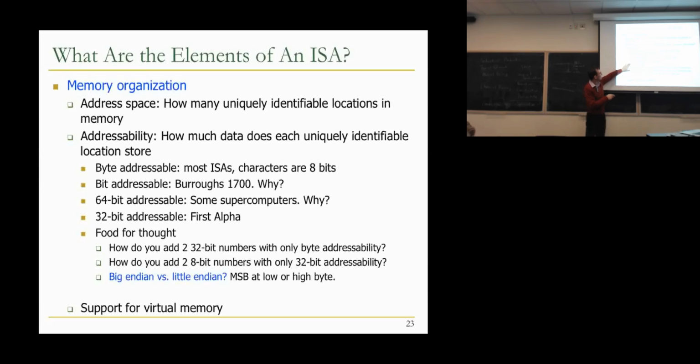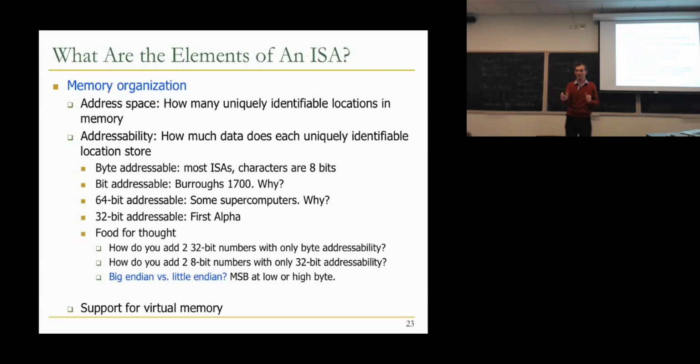The first Alpha, this is potentially a mistake that the Alpha made initially, but they corrected it quickly. The first Alpha was 32-bit addressable. So you could basically get what is usually called a word. Actually, I think in Alpha it was double word, but I'm not sure. 4 bytes. You could address 4 bytes.